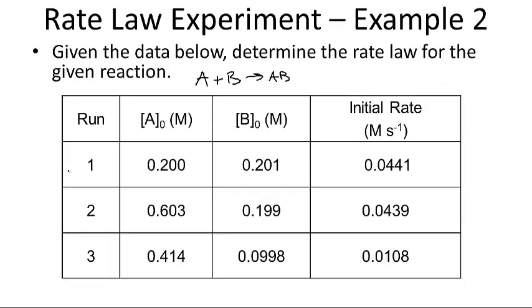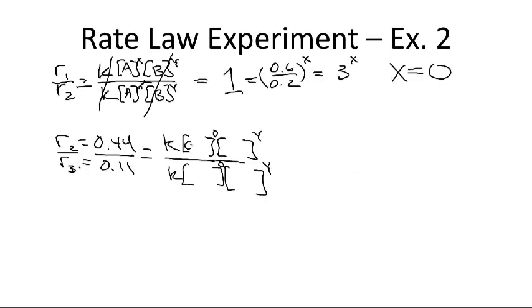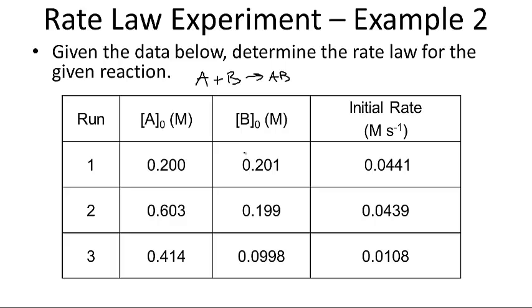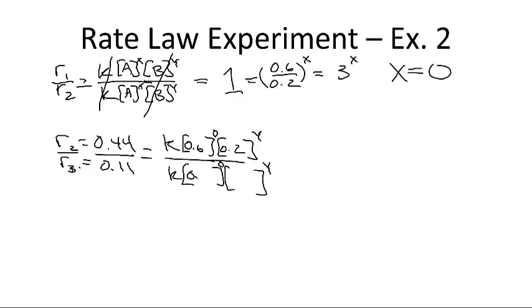Okay, so for run 2, I have 0.6 and 0.2. And then for run 3, I have 0.4 and 0.1. All right. Now, what can I cross out immediately? Well, you can immediately cross out the case. But now, any number to the 0th power is 1, so the A's cross out too. So now I see that if I go all the way over here, 0.44 over 0.11 is 4 equals 0.2.